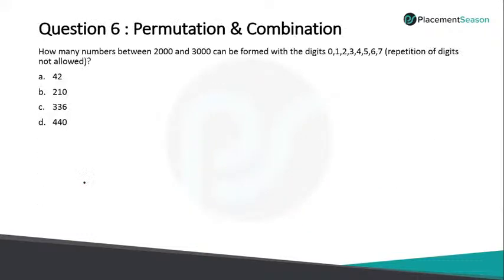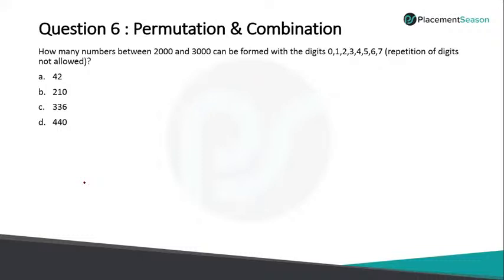Okay, from the topic, a very interesting topic, permutation and combination. See, permutation and combination, logically you can solve, right? You just have to apply the numbers. You just have to apply your mind. Here in this question, how many numbers between 2,000 and 3,000 can be formed with the digits 0, 1, 2, 3, 4, 5, 6, 7? Repetition of the digits is not allowed. It's a very simple counting technique.